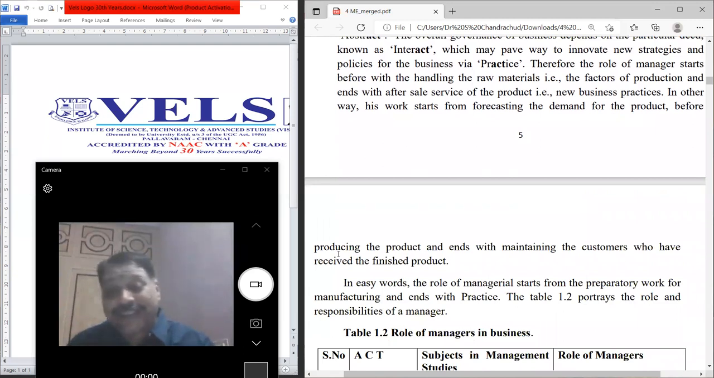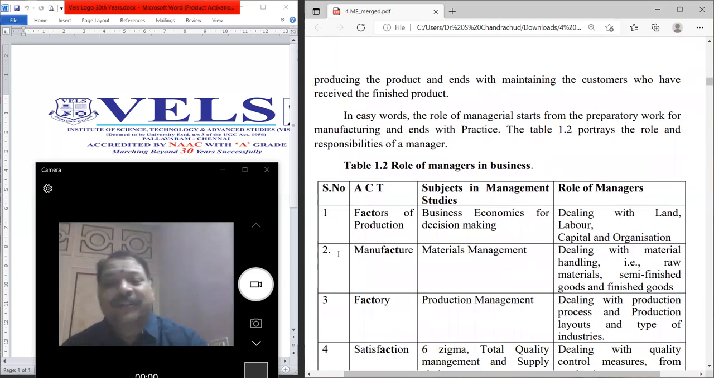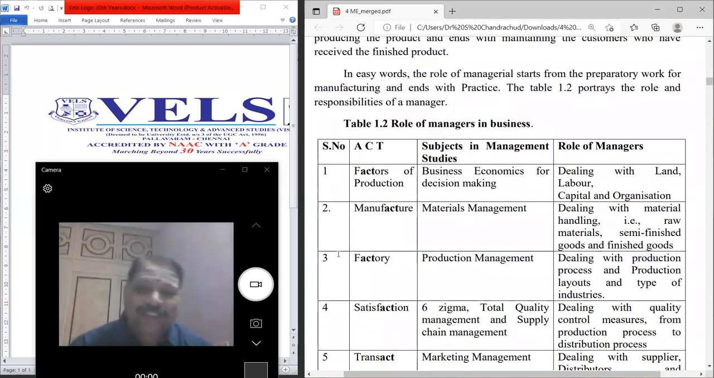So the following table, if you see, portrays the role and responsibilities of the manager. Here also I have given 3 columns. The second column shows what kind of act they are doing. Factors of production. This factors of production, in MBA or BCom, is called business economics for decision making.